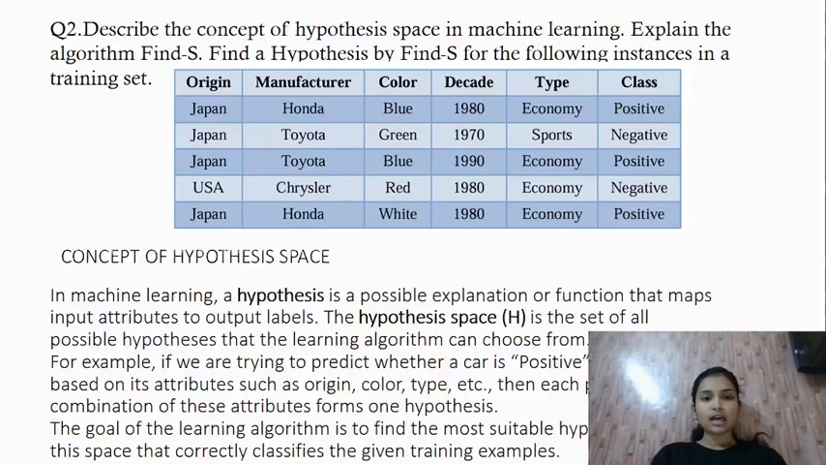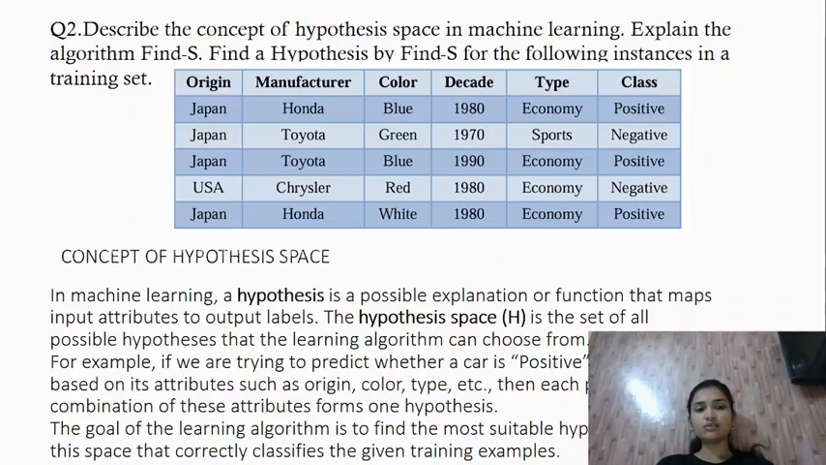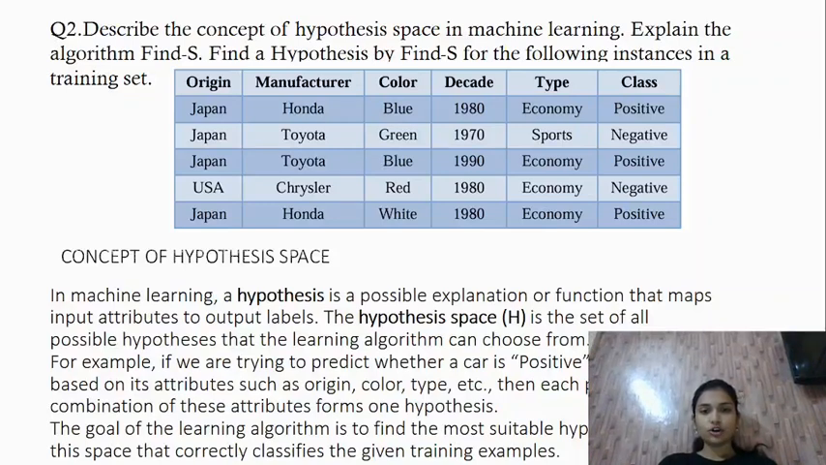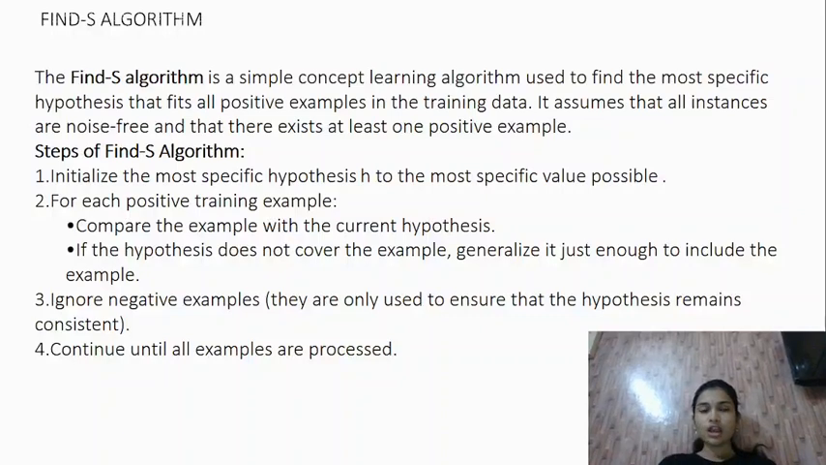Okay, concept of hypothesis space. In machine learning, a hypothesis is a possible explanation or function that maps input attributes to output labels. The hypothesis space is the set of all possible hypotheses that the learning algorithm can choose from. For example, if you are trying to predict whether a car is positive or negative based on its attributes, such as origin, color, or type, then each possible rule or combination of these attributes forms one hypothesis. The goal of the learning algorithm is to find the most suitable hypothesis from this space that correctly classifies the given training examples.